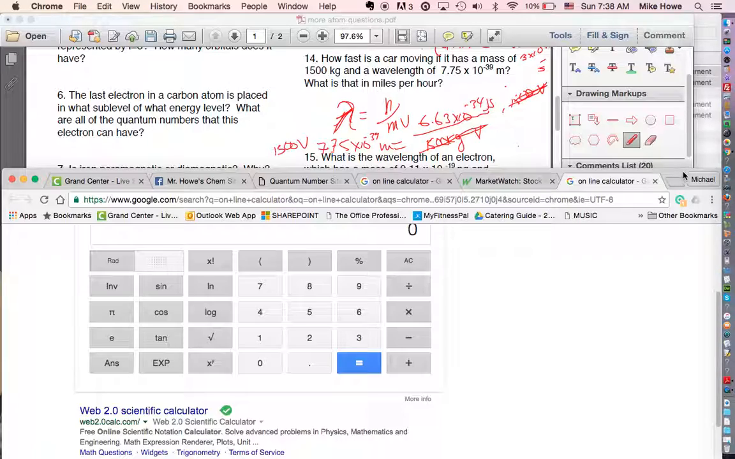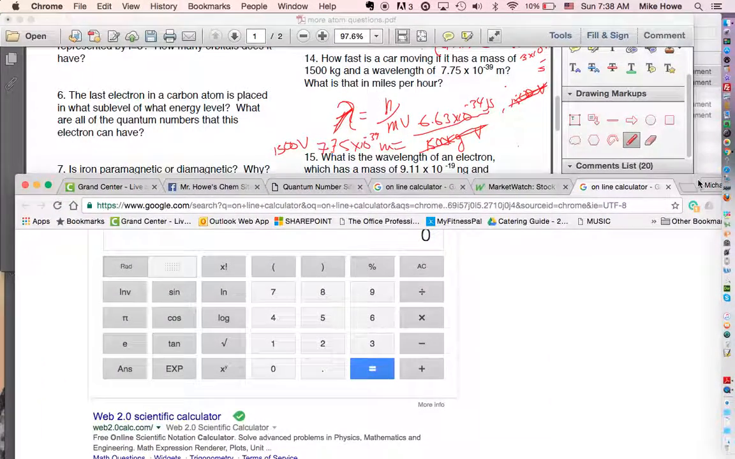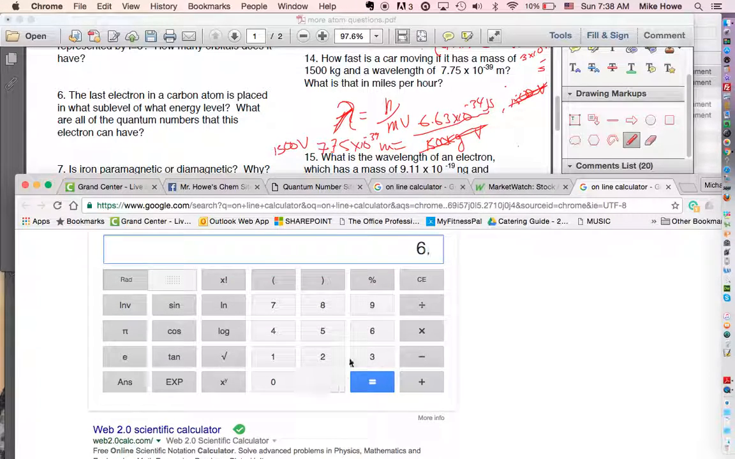All right, so here's my calculator. Since the variable now is going to be on this side, I'm going to take this number and divide by that and divide by that. So I'm going to have 6.63 times 10 to the negative 34th divided by 7.75 times 10 to the negative 39th divided by 1500. So here we go. 6.63, notice the EXP key, negative 34th divided by 1500 divided by 7.75 times 10 to the negative 39th.